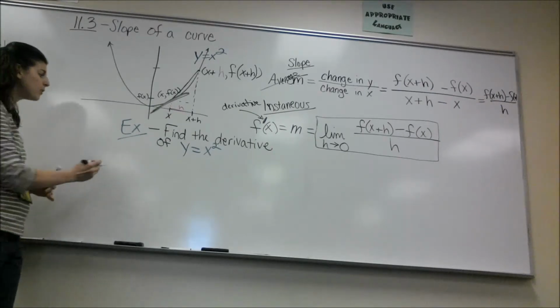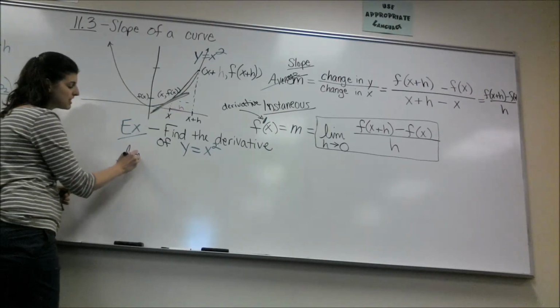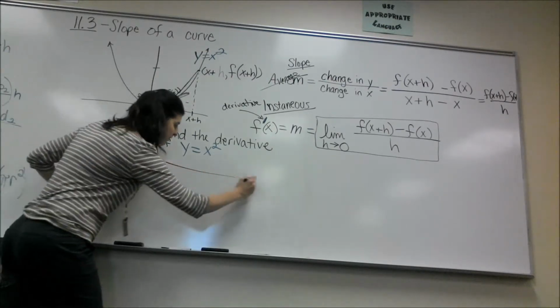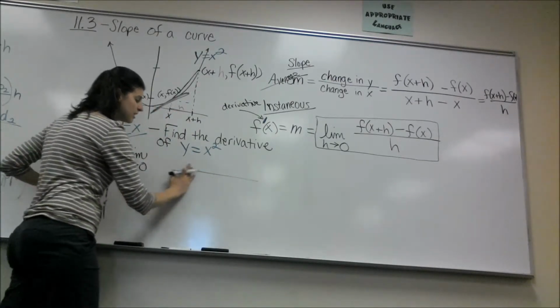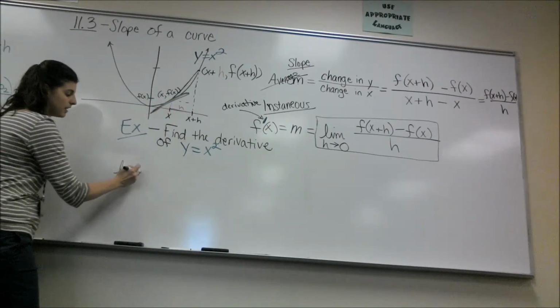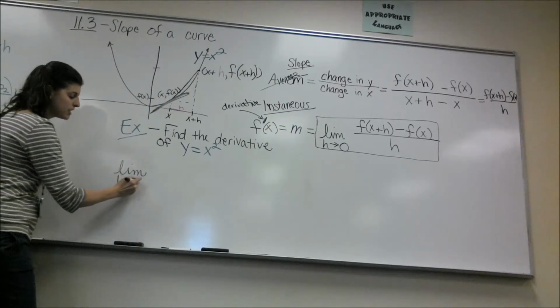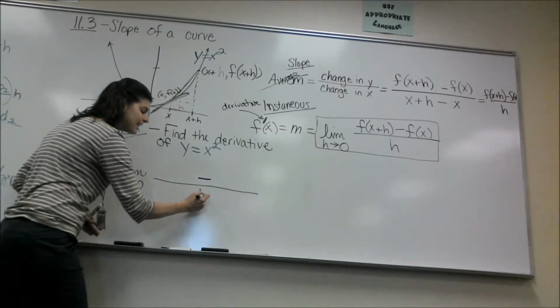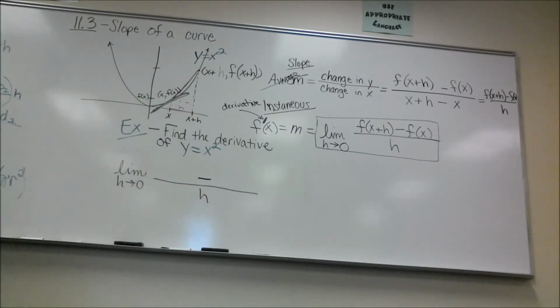We need to evaluate the limit as h approaches 0 of this big fraction with subtraction on the top and an h on the bottom. The h on the bottom doesn't change depending on which function you're dealing with, so you can actually put it in there before you plug in your functions. Okay?